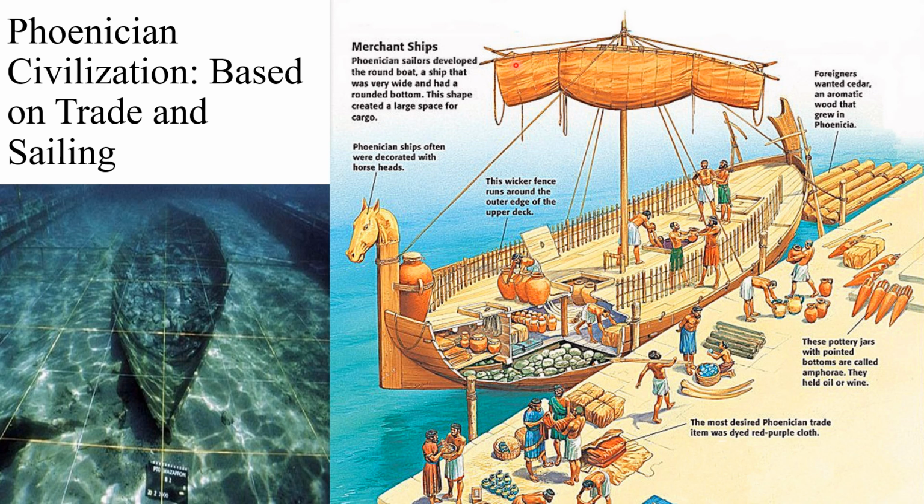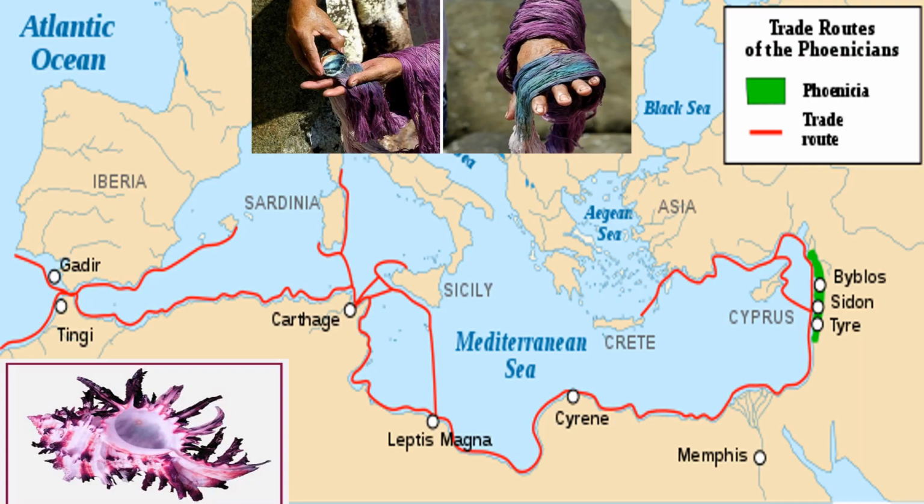Ruins of their ships, sunken ruins of their ships, can be found across the Mediterranean, like this vessel here, which was found off the coast of Spain, highlighting just how far the Assyrians had traveled. Here is a map showing how far the ancient Phoenicians traveled on their trade missions.